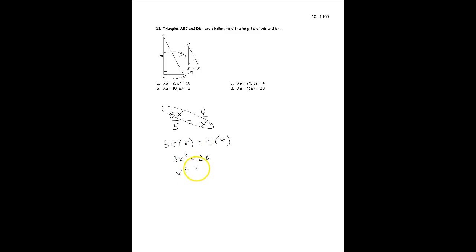X squared equals 4 by dividing each of those by 5. So x equals plus or minus the square root of 4. So x equals plus or minus 2. But in this case, we're going to throw out the minus sign because it makes no sense to have a negative distance. So we're just going to use the solution x equals 2 for this one. And now we plug that back in. So x here is going to be 2. 5x is 10. So AB is 10. EF is 2. The answer is B.